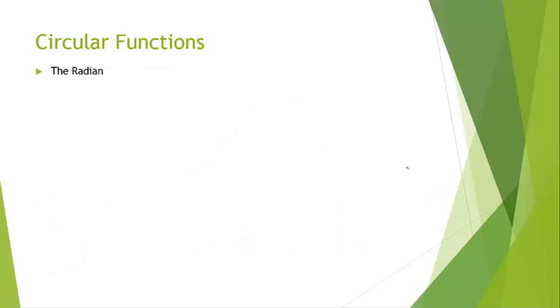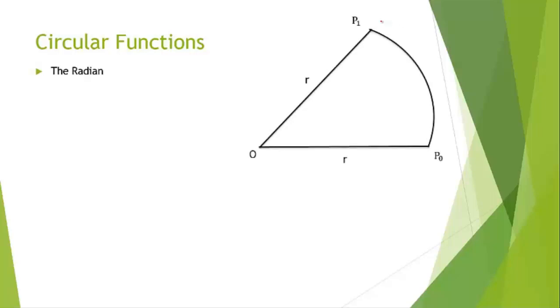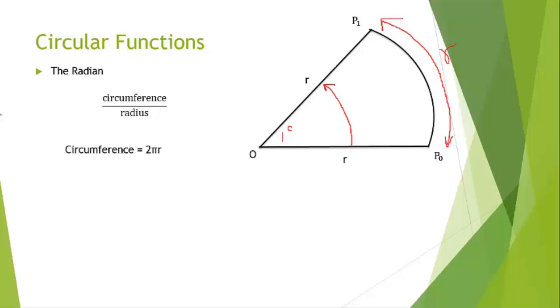The radian. If an arc P0 P1 of a circle is drawn so that it is equal in length to the radius of the circle, then the angle P0 OP1 is called 1 radian. The number of radians in one complete revolution is therefore given by the ratio circumference over radius. But the circumference of a circle of radius r is of length 2 pi r. Thus there are 2 pi r over r equals 2 pi radians in one revolution. That is, 2 pi radians equals 360 degrees.